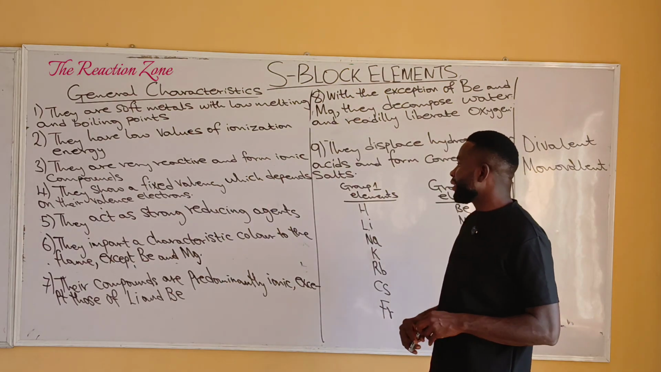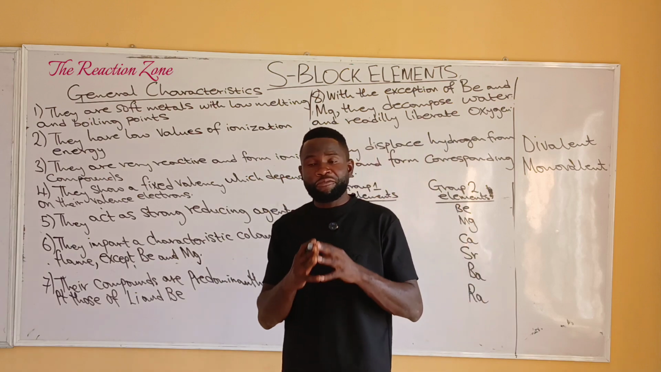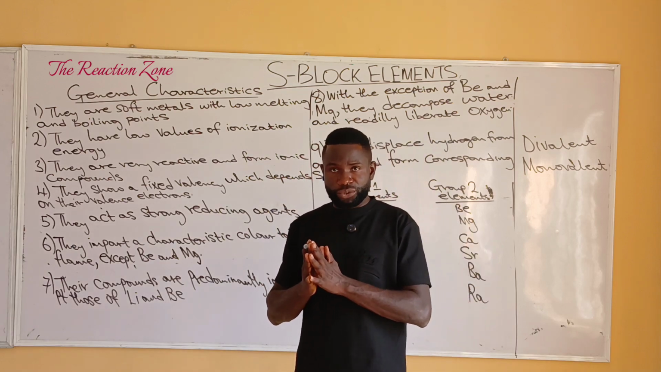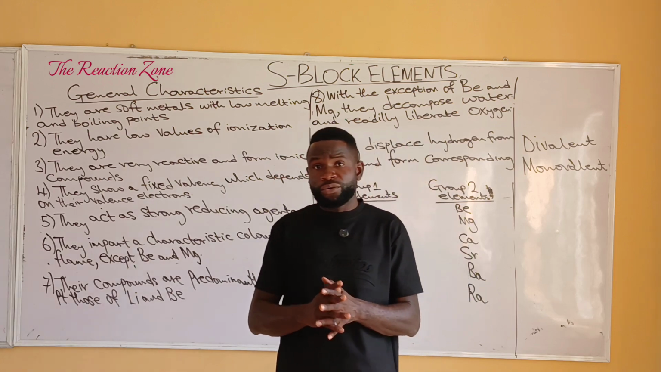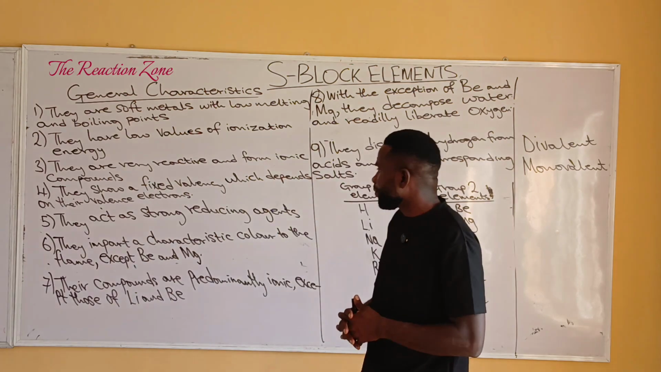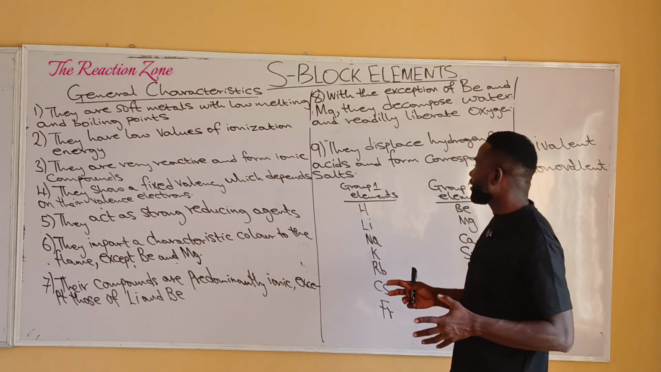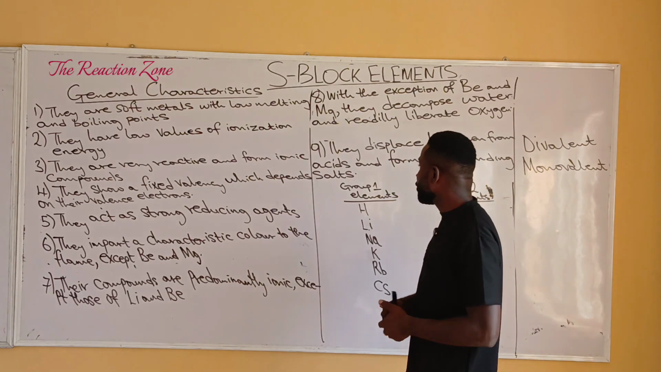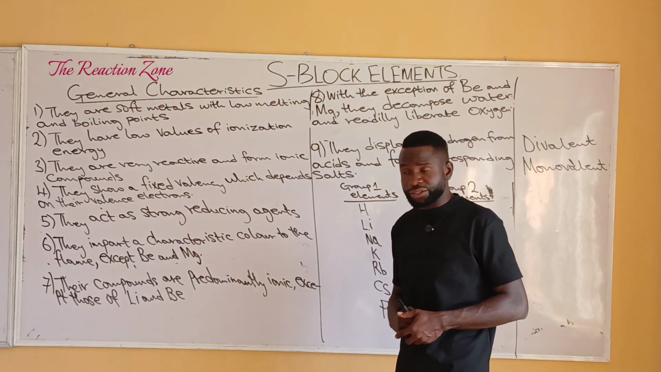The fifth one is that S-block elements act as strong reducing agents. This is because they have very negative, or highly negative, values of reduction potential. The sixth one is that they impart a characteristic color to the flame, with the exception of beryllium and magnesium.